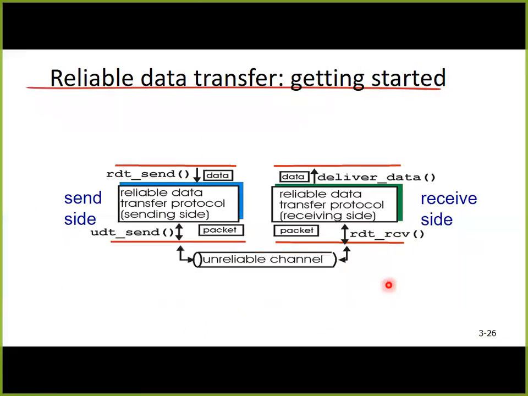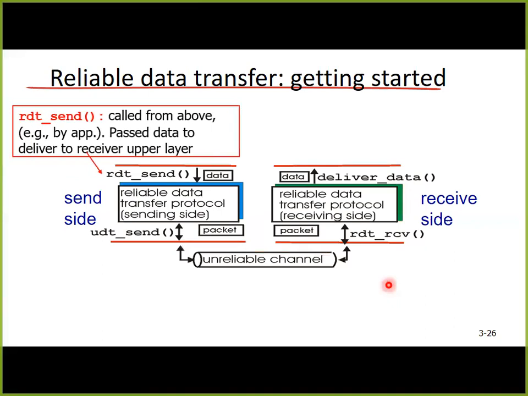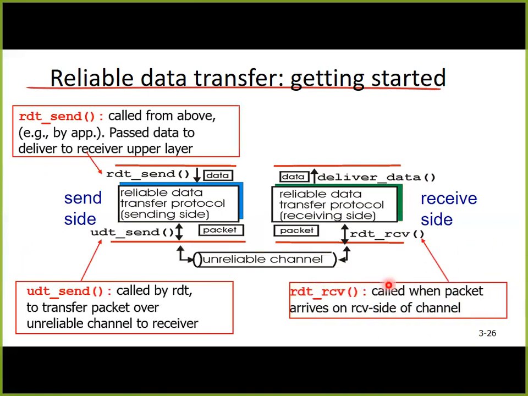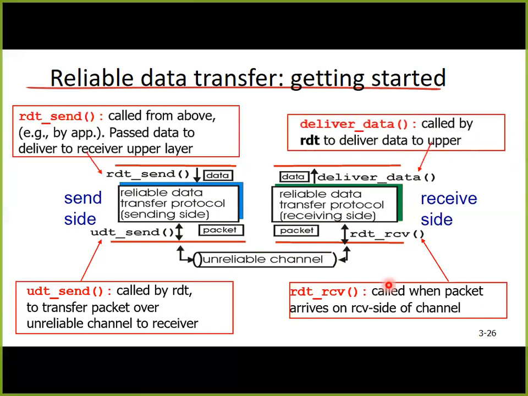Reliable data transfer send is called from above, like your upper layer, application layer, or whatever, and it's passed data to deliver to the upper layer on the receiver side. Unreliable data transfer send is called by the reliable data transfer protocol to transfer a packet over the unreliable channel. And reliable data transfer receive is called when a packet arrives on the receiving side of the channel, and then we call deliver data to the upper layer.